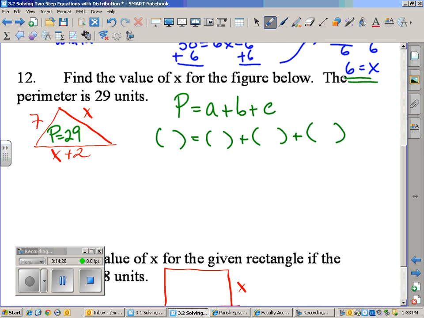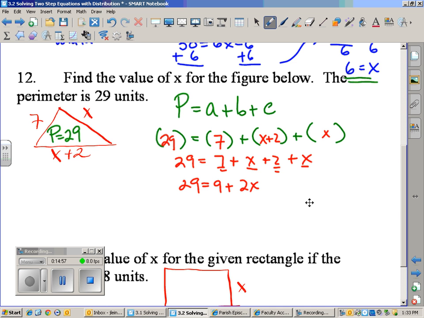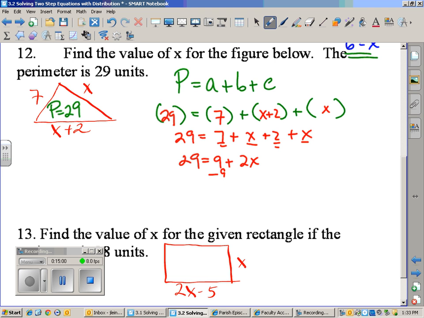Here's my shell, and here are my values. Perimeter is 29. One side is 7. One side is x plus 2, and one side is x. 29 is equal to 7 plus x plus 2 plus x. Collect our like terms. I've got some x's, and I've also got some numbers. 29 is equal to 9 plus 2x. Keep going. Subtract 9 from both sides. 20 is equal to 2x. And division, our last step. X is equal to 10.